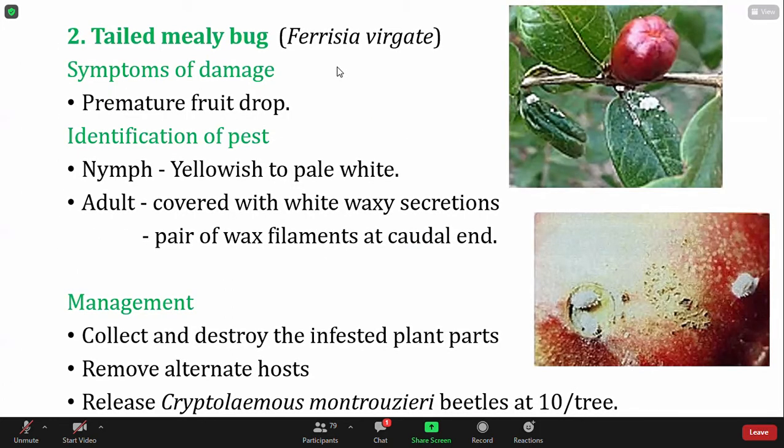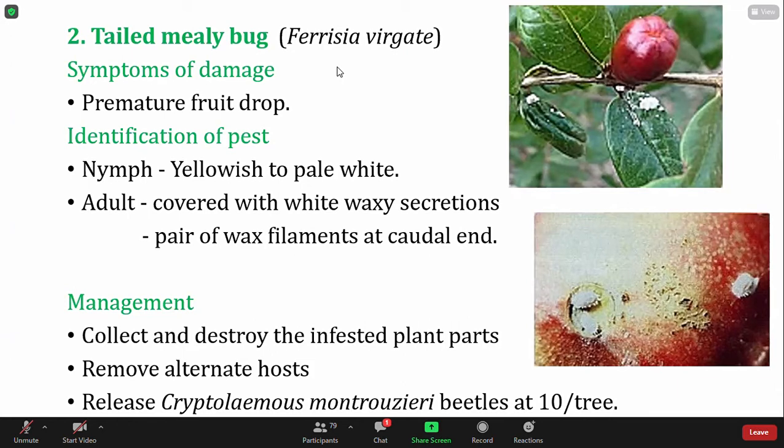The second pest is tail mealybug. The symptom is premature fruit drop. You can observe white color bulks around the fruit or near the flowers, right?